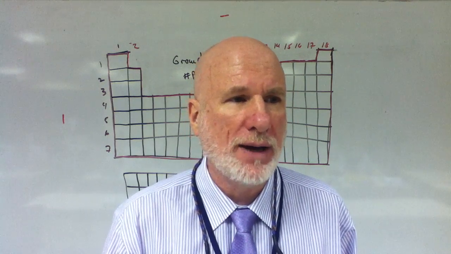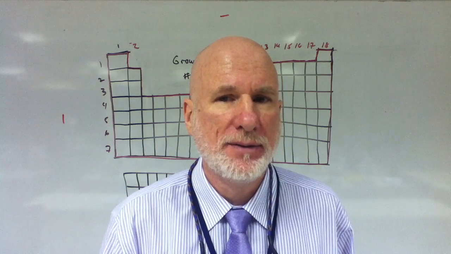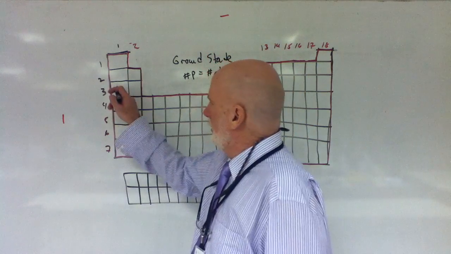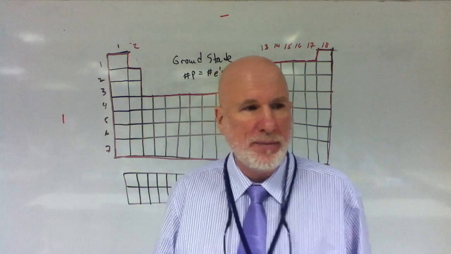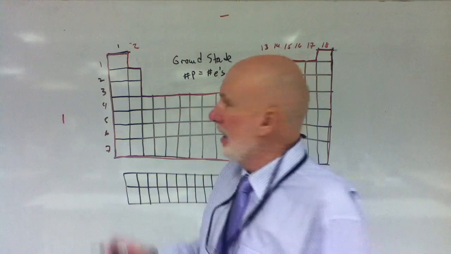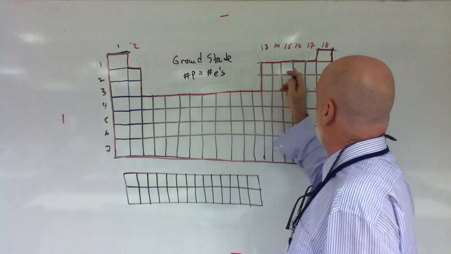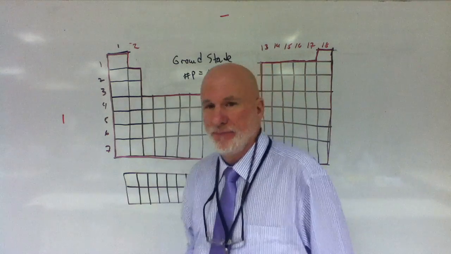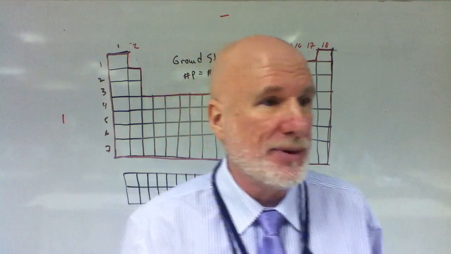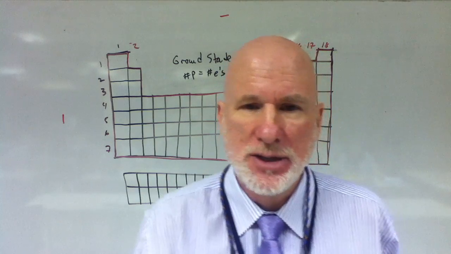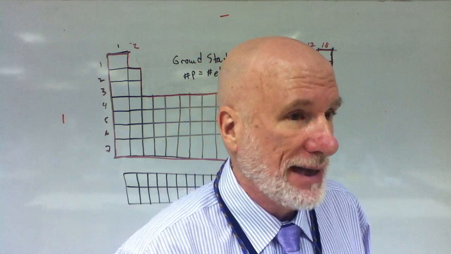Why does an atom react? Why does a neutral atom, for instance, sodium? Sodium is number 11: 1, 2, 3, 4, 5, 6, 7, 8, 9, 10, 11. The atomic number is 11, so the atomic number means the number of what? Protons. The number of protons. Excellent. So in its ground state, it would have 11 protons and 11 electrons, correct?